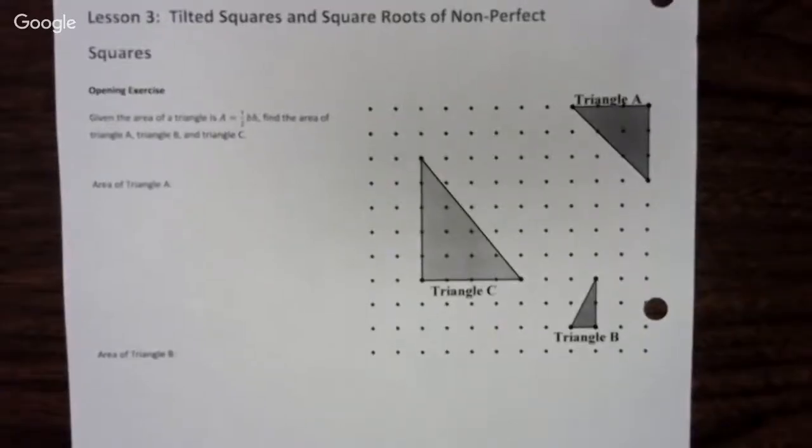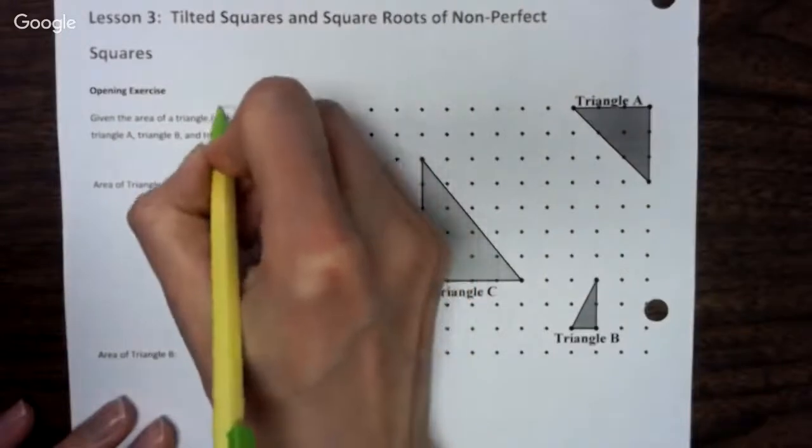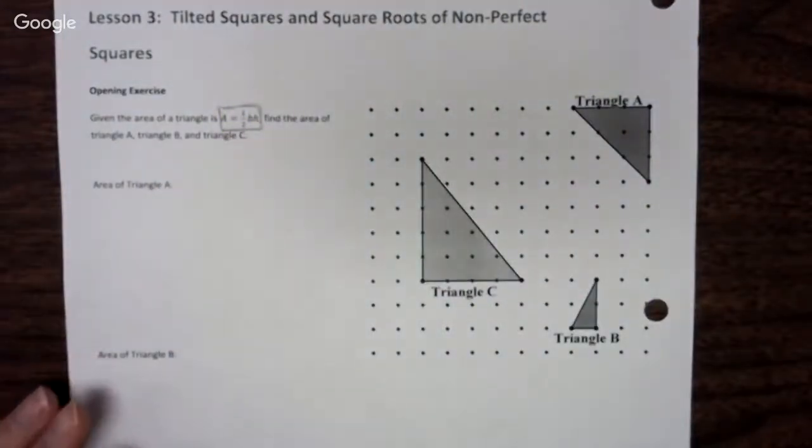All right, this is lesson 3. We're going to be talking about the tilted squares using those geoboards again, and then square roots of non-perfect squares. So let's take a look at the opening exercise. It says, given the area of a triangle is A equals 1/2 base times height, so here's your formula. Find the area of triangle A, triangle B, and triangle C.